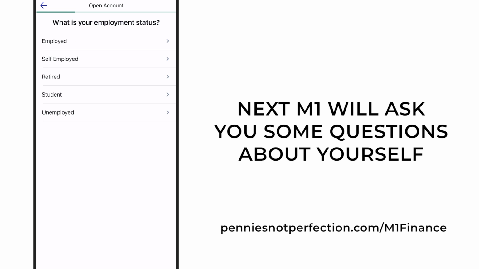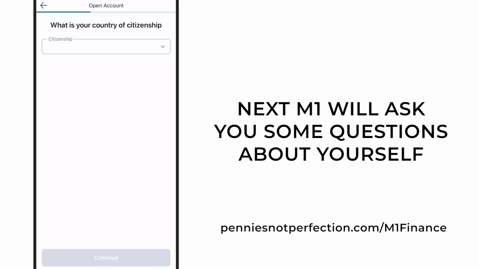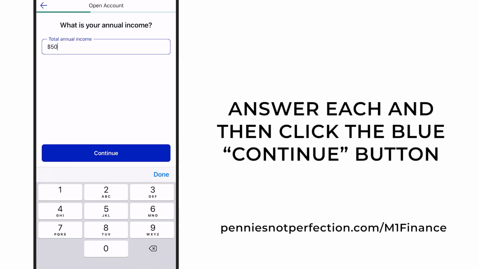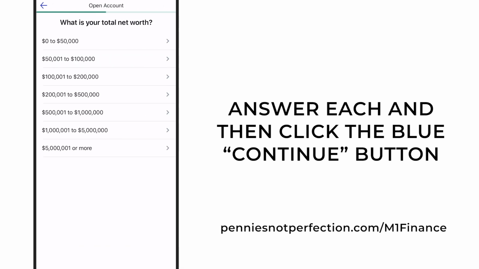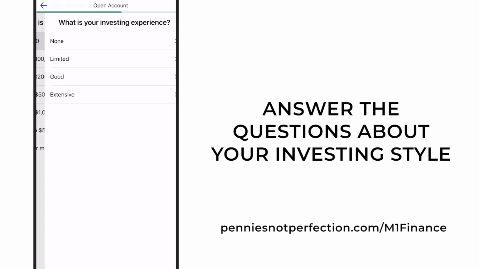Next, there's a few questions that they are going to ask you that you can go through, which the first one is, what is your employment status? Then they will ask the country of your citizenship. Then you'll click Continue on that. Then they want to know your annual income. So you will select whatever your annual income is, enter it in the box, and then click Continue. Then they do ask what your total net worth is, and you have an option to select between several different choices. The final question is about your investing experience. So they will give you several options here from none, limited, good, and extensive.